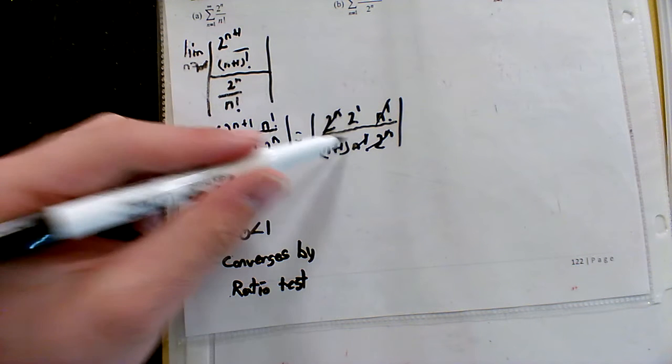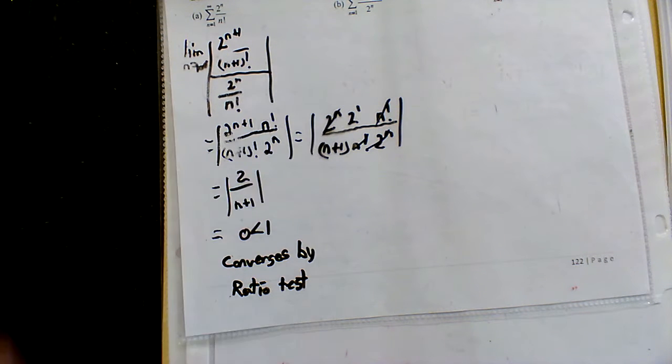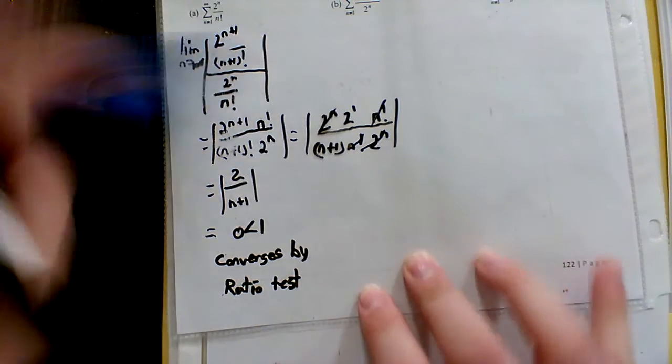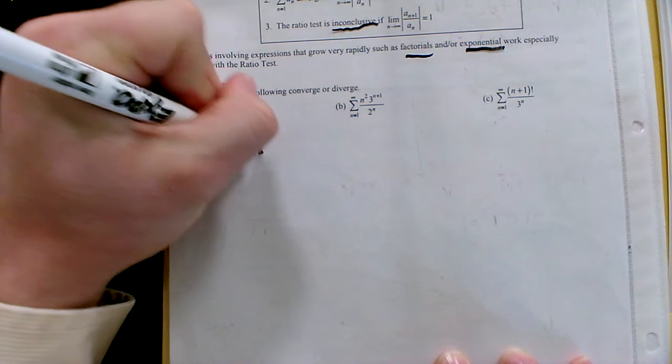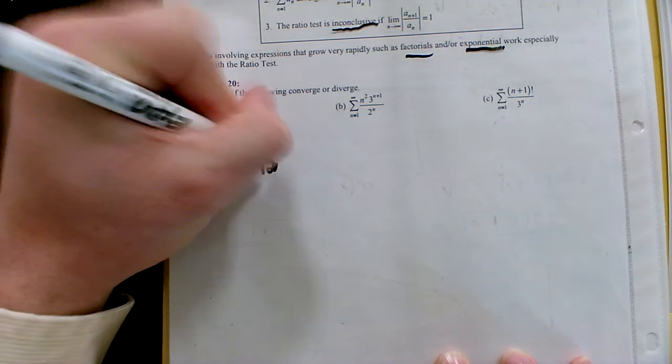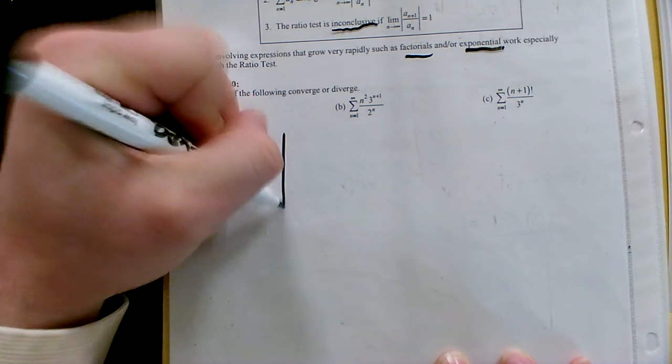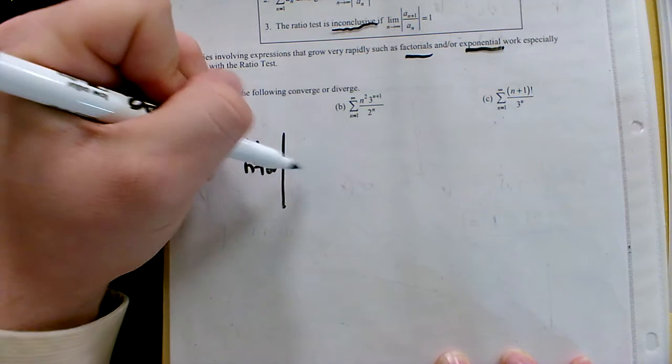So as long as you can figure out what needs simplified and canceled out, this test really isn't too bad. Are we okay to try the next one? All right. So we are given the series of n squared times 3 to the n plus 1 over 2n. So we're going to take the limit as n approaches infinity. We have these absolute values.